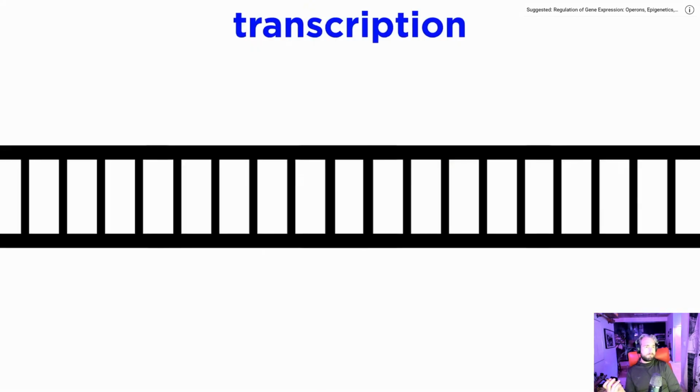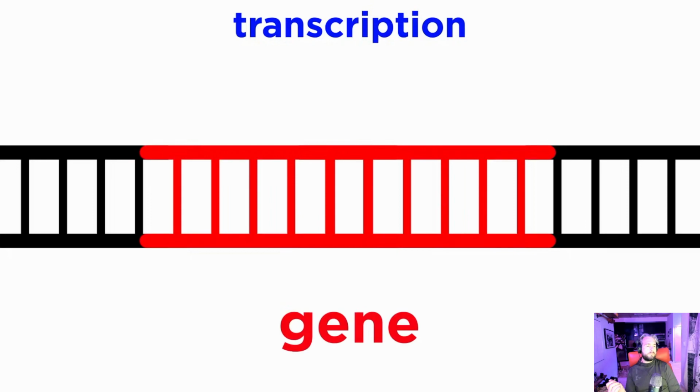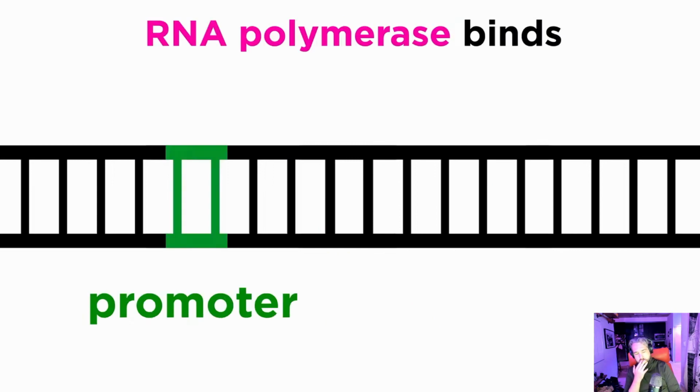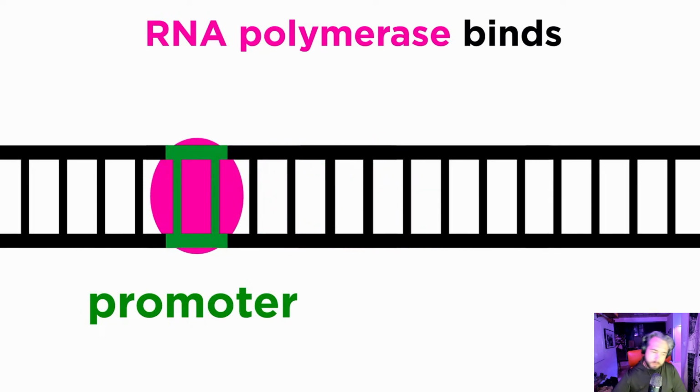The first step is called transcription. This is the process by which enzymes use one of the strands of DNA within a gene as a template to produce a messenger RNA, or mRNA. To do this, RNA polymerase, with the help of proteins called transcription factors, binds to a specific sequence within the gene, which is called the promoter.